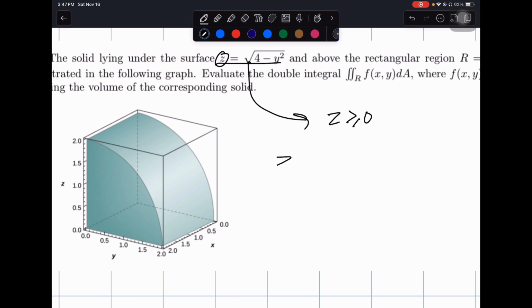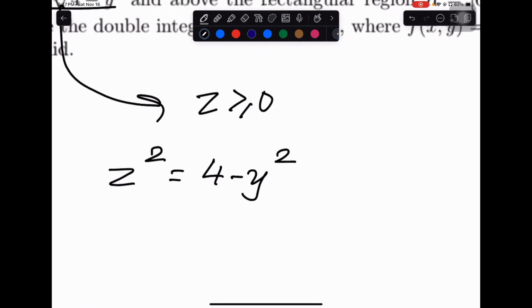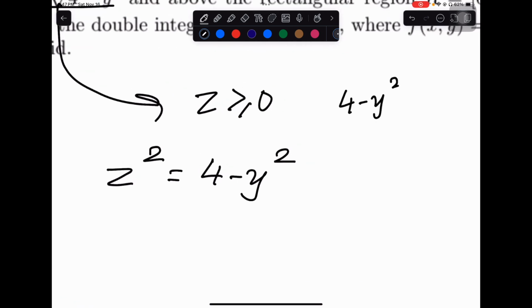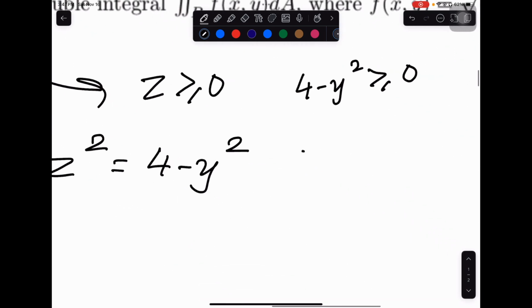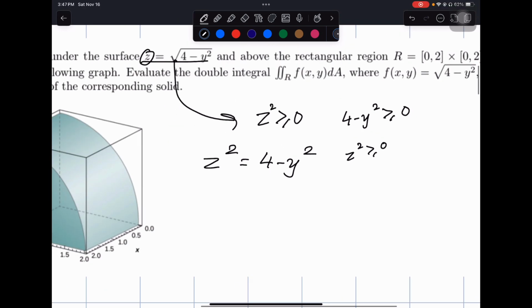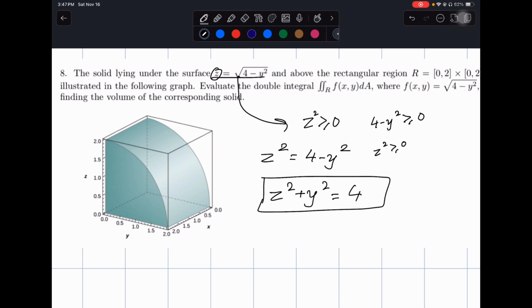After that, if we do z squared is equal to 4 minus y squared, a better way to look at it is that 4 minus y squared has to be greater than or equal to 0, since anything under a root has to be greater than or equal to 0. So now we know that z squared plus y squared is equal to 4. Even without looking at this graph, you know that this is a circular cylinder with no restriction on the x-axis.